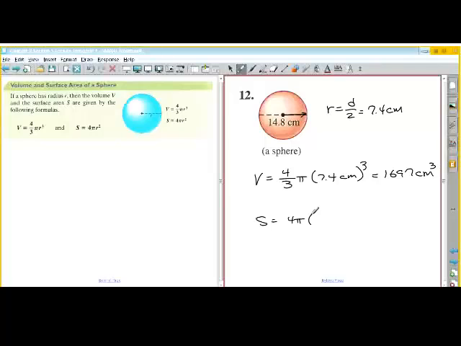And the surface area would be equal to 4 times pi times 7.4 centimeters squared. 4 times pi times 7.4 squared. And I get 688 centimeters squared. Make sure you use the right units. It's probably the 20th time I've said that, so make sure you use the right units.